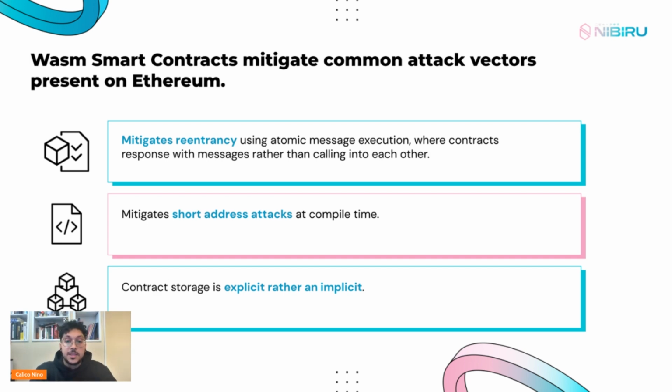Another thing that it does is mitigate short address attacks at compile time. Basically, a short address attack occurs when a smart contract or application does not properly validate the length of incoming addresses. So CosmWasm automatically validates that. And then one of the most important ones is that contract storage is explicit rather than implicit. Since Rust does not allow uninitialized variables, storage is explicit rather than implicit.